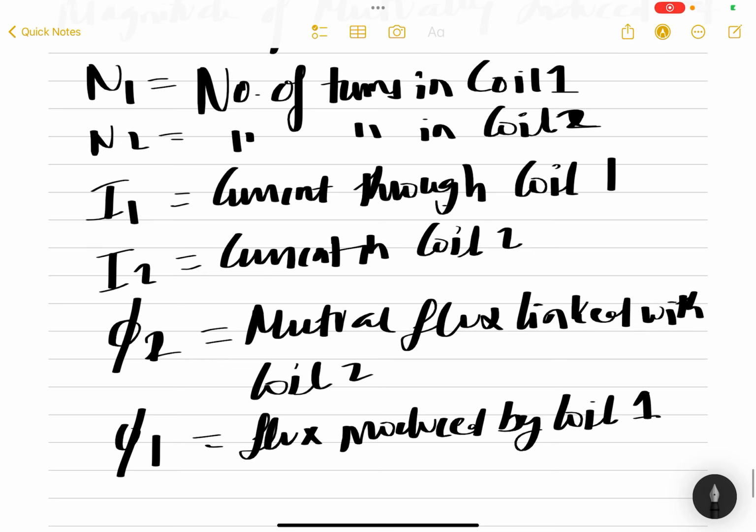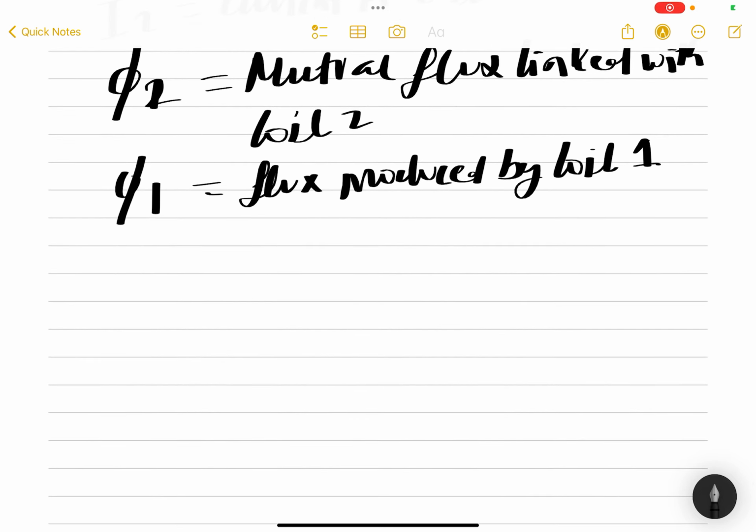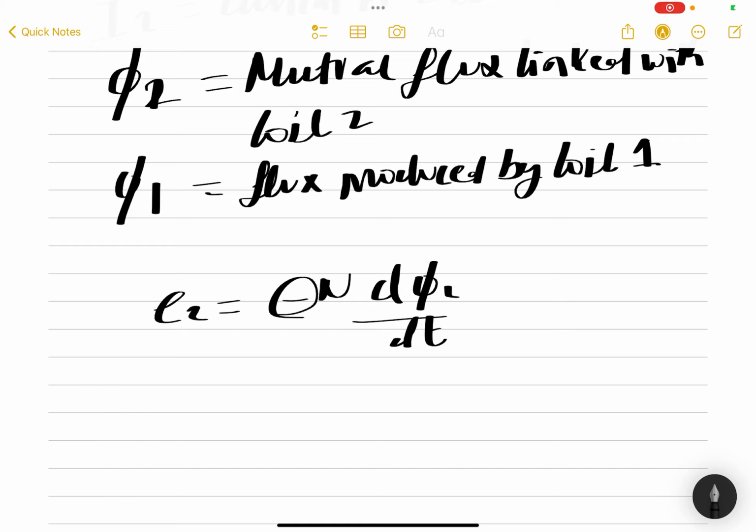And phi 1 is the flux produced by coil 1, right? We all know the induced EMF in coil 2 due to mutual induction can be written by Faraday's law of electromagnetic induction, that is E2 = minus N2 d phi 2 by dt. Here the negative sign is due to Lenz's law, because it has to oppose the cause producing it, right?